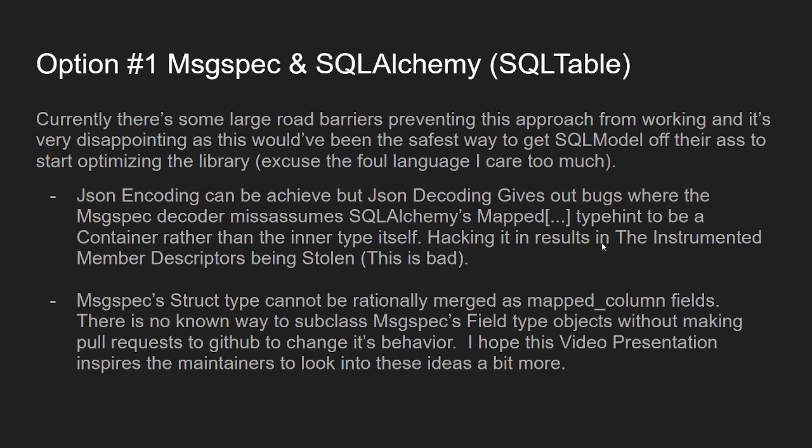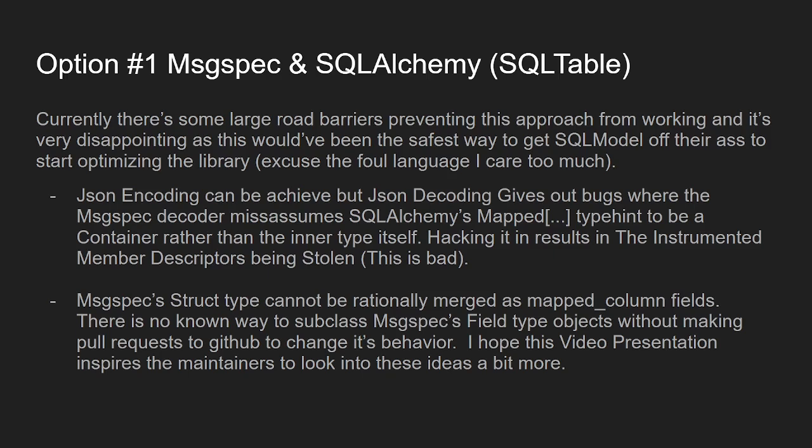So the first option that I alluded to was combining Msgspec and SQLAlchemy to create my library called SQLTable, which you can actually go find on GitHub. But currently, there are some very nasty roadblocks preventing me from creating a JSON decoder. I've created an encoder that works, but as soon as I try, let's just say we want to web scrape an API and then copy that data to a database, this becomes a problem because the Msgspec decoder misassumes SQLAlchemy's Mapped type hint as a container rather than the type that's in it itself.